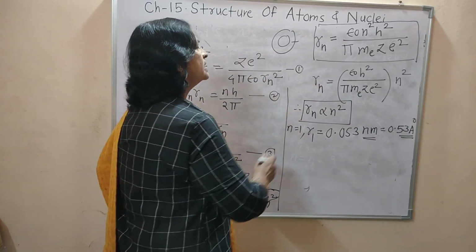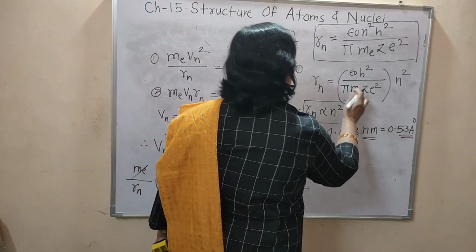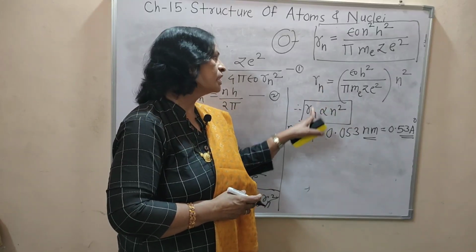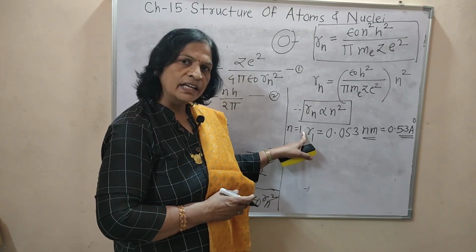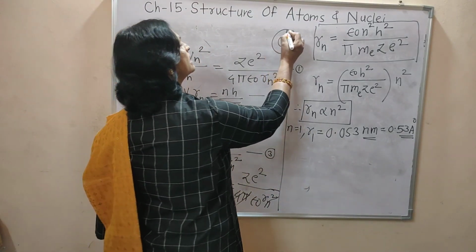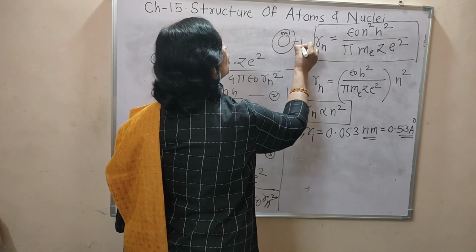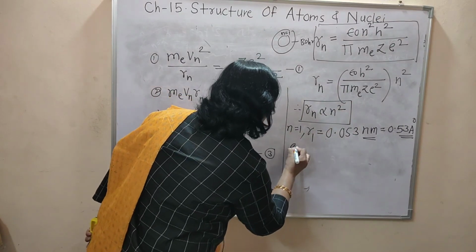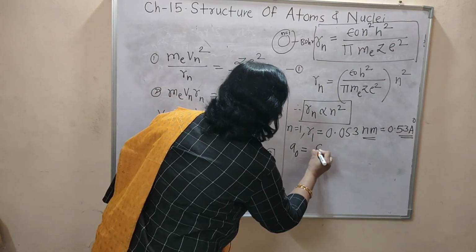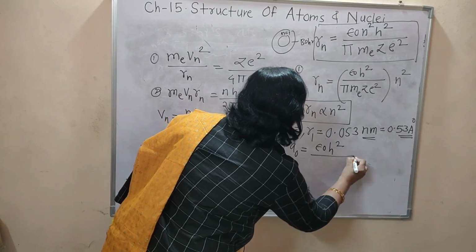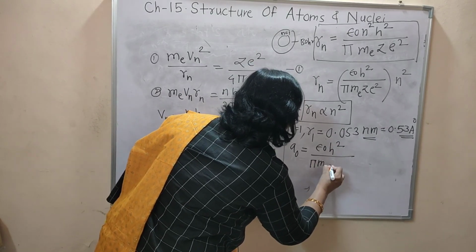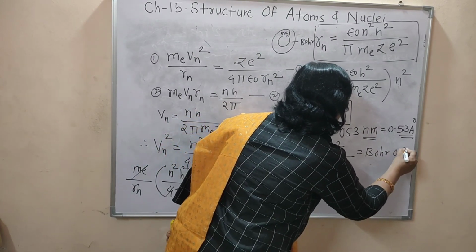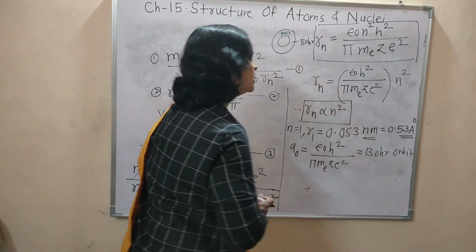Okay. This quantity is called A0, and it is called the Bohr orbit. The orbit for which n equals 1 is called the Bohr orbit, and it is given by the formula A0 equals epsilon naught h square divided by pi me Ze square. This is called the Bohr orbit, for which the principal quantum number is 1.